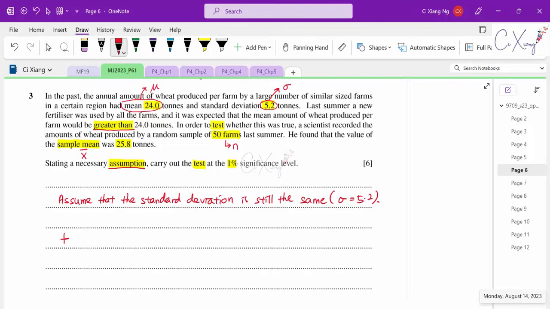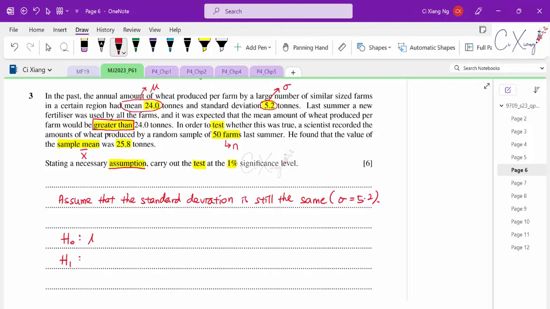First of all, we need to set up the null hypothesis and also the alternative hypothesis. What we are going to test is the population mean, whether it is greater than 24.0. 24.0 is the normal value that we have, and we want to test whether it becomes greater than 24. The keyword greater than helps us set up the alternative hypothesis.